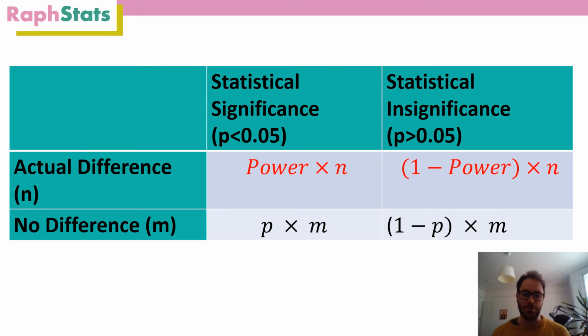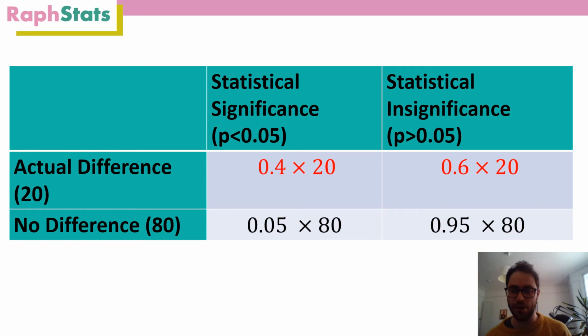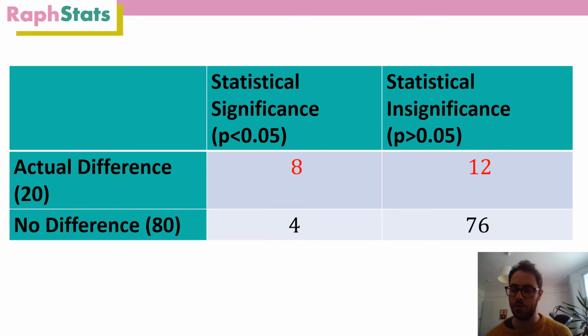And again, just to help you make sense of this table, I've put in the numbers from this example. So here you can see we've popped in the power, 0.4, and then 1 minus power, 0.6, and same with the p-value. And we've popped in the numbers of actual differences and no differences. And the numbers we get out are the same as just talked about. So that's 8 and 4 and 12 and 76. This is just how that example fits into the table I showed you a bit earlier.